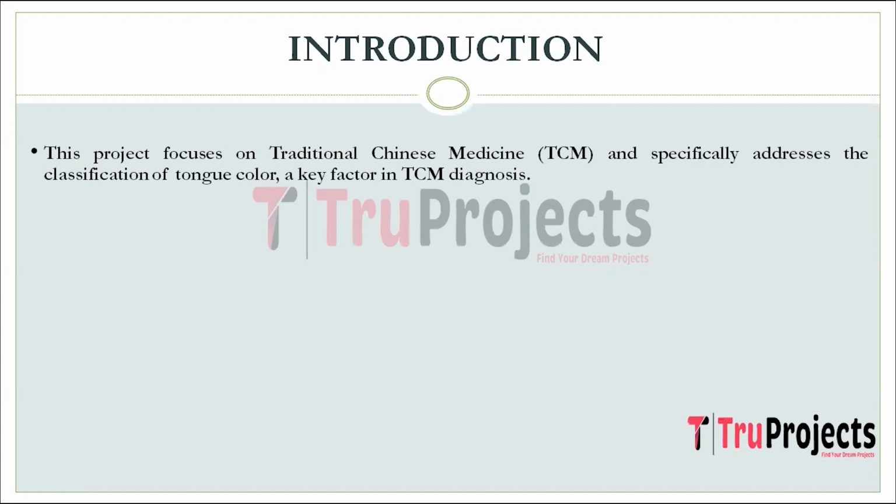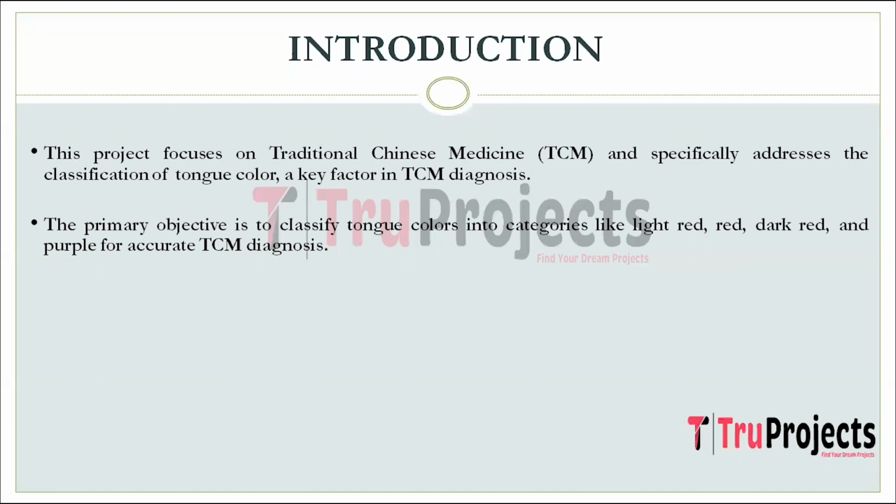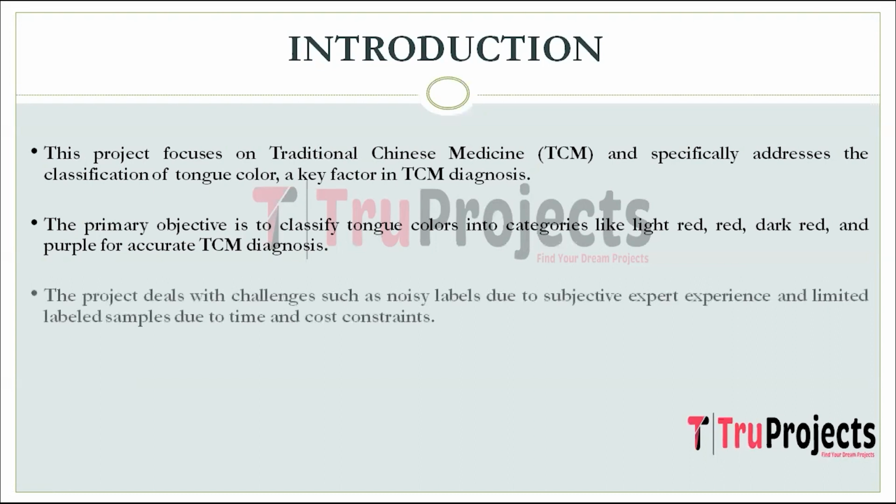The tongue attributes, including color, coating, thickness, texture, humidity, and the shape, play a fundamental role in TCM diagnosis. The primary goal of the project is to classify the color of the tongue, which is one of the most important diagnostic attributes in TCM. The color categories include light red, dark red, and purple. An accurate classification of tongue color is essential for diagnosis.